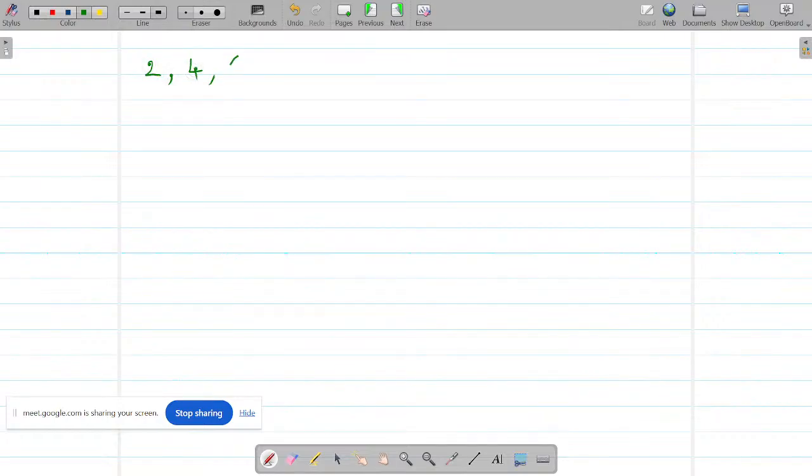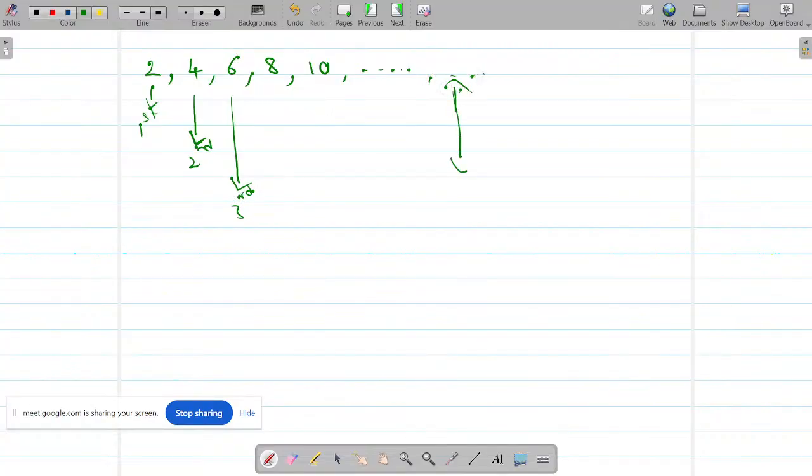2, 4, 6, 8, 10, and so on. This is the first term. This is the second term, third term, and so on. Somewhere in the middle, I'll have the nth term. Generally, I'll call it the nth term, or this can be called the general term. I'll tell you why. The first term, usually, we'll name as A, because we are taking the same difference.